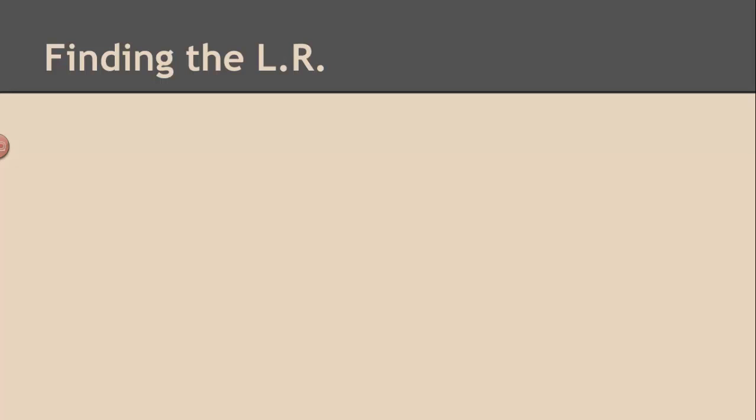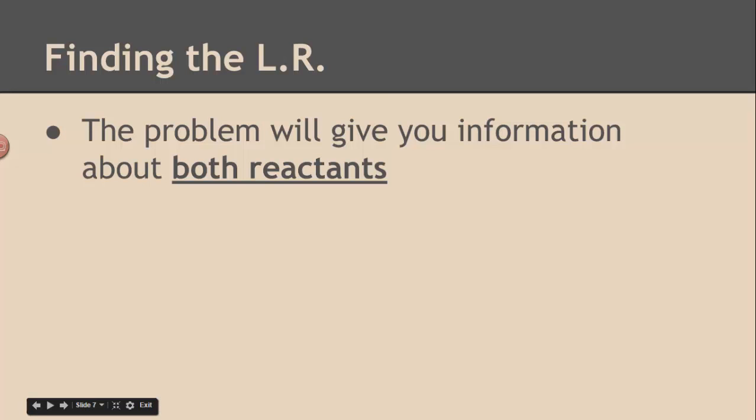Okay? Now, to find the limiting reactant is fairly straightforward. Okay? First of all, you have to know whether or not you need to do it. And the key is, if you're reading a problem and the problem gives you information about both reactants, that's a clue that you're going to need to figure out which one of those is the one that's going to get used up first, because that's the one that's going to determine how much product you can make.